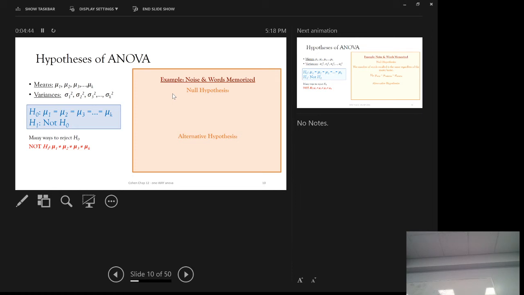This is not how we write the null hypothesis. The null hypothesis is not that they are all different. It's that at least one of the groups has a different average.